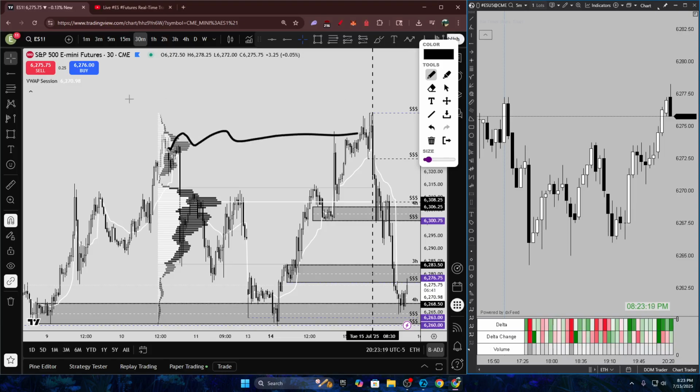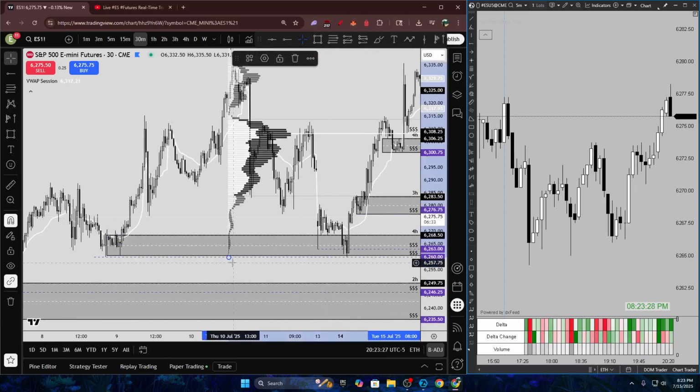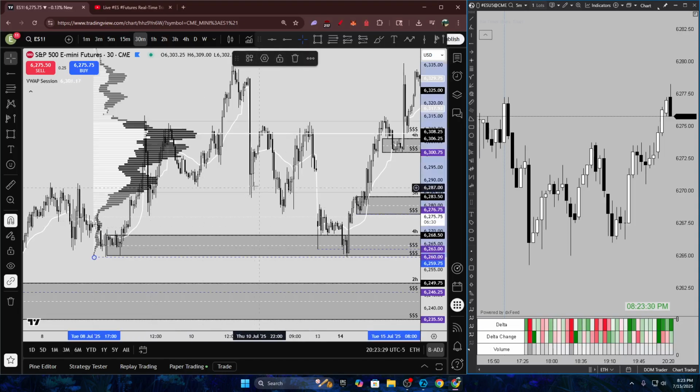So we might stay. We just have to see a reaction from either level. If you see a reaction here, see if you break up or break down. That's how we have to play. But yeah, let's keep moving back to here.